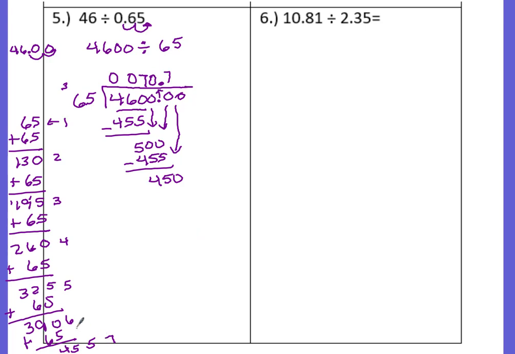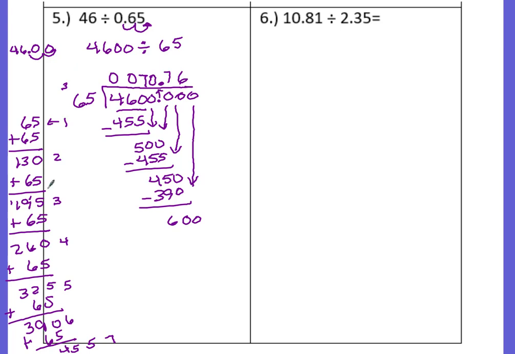455 is too much, so we're going to go with 6 of them. And we get 390. Subtract. 15 minus 9 is 6. So I'm going to add another 0, bring it down. 600. So as you can see, this one is going to continue to divide. And I didn't tell you in the directions, and I should have, but we're going to go ahead and round it to the nearest tenth.